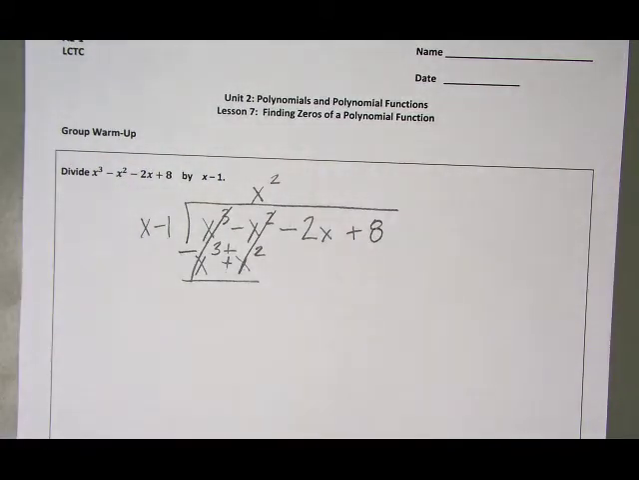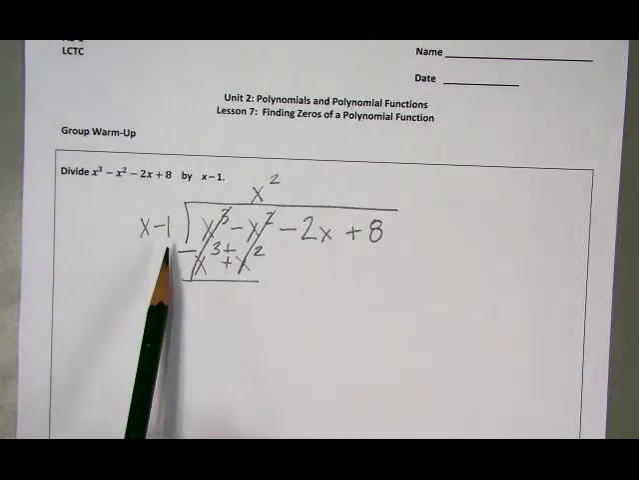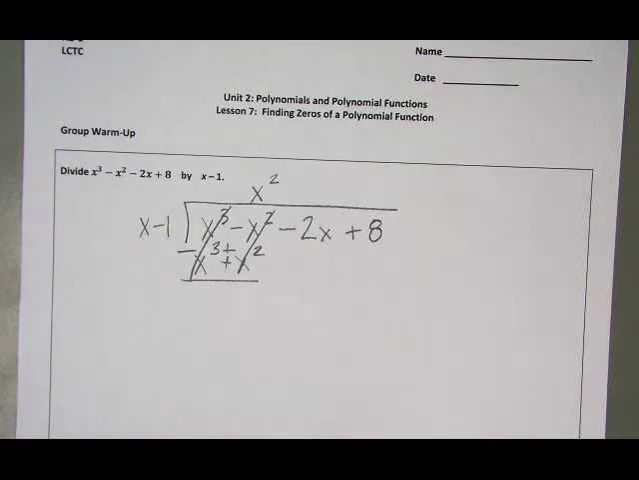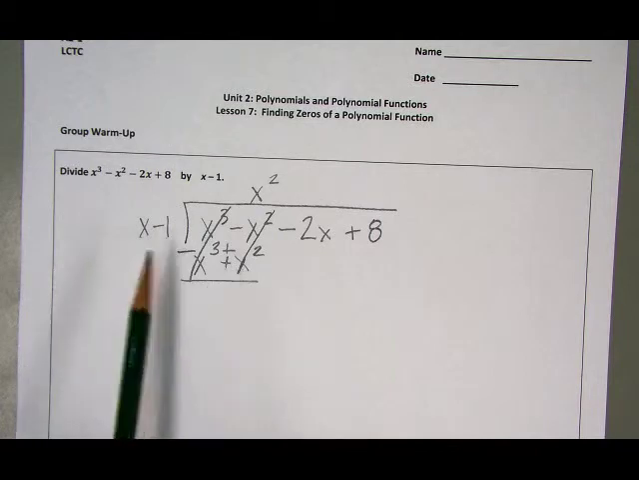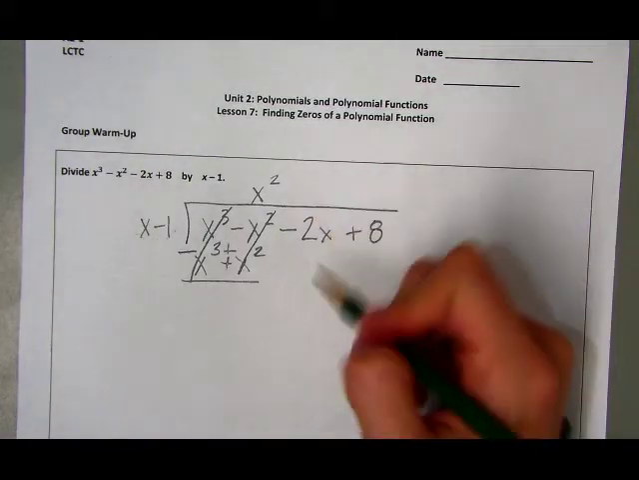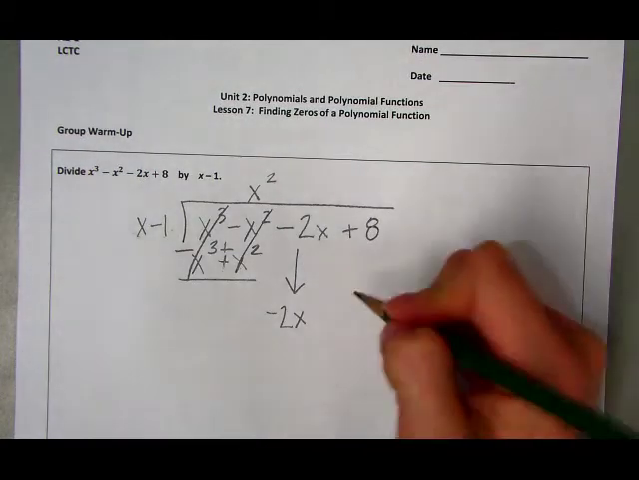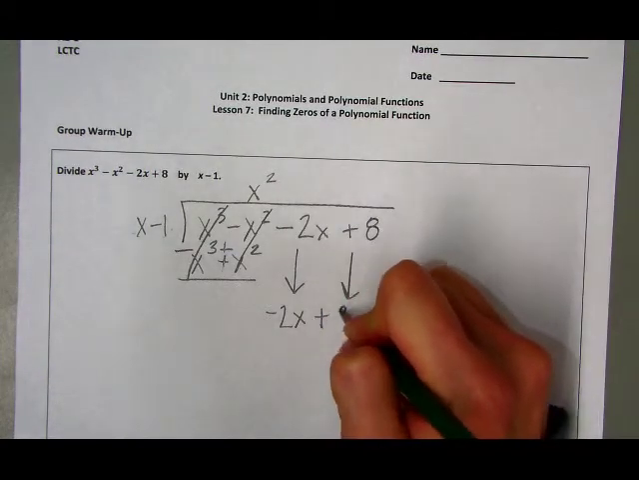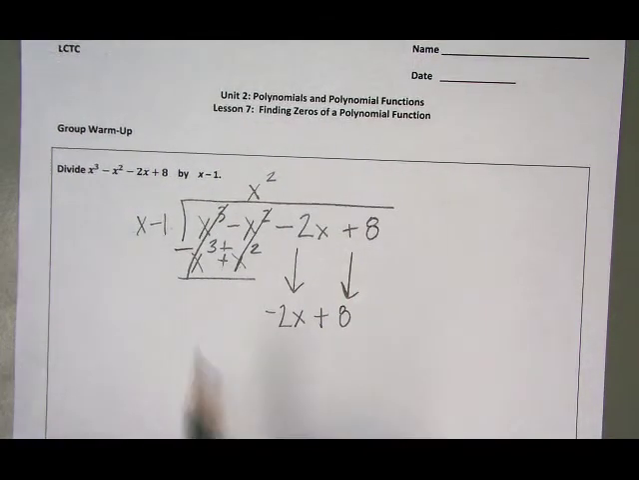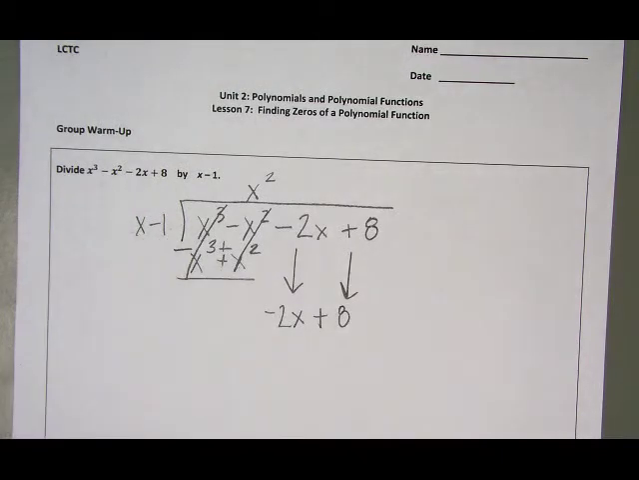So in this case, how do I continue on from here? Well, I have 2 terms on the outside that I use to divide my inside polynomial. So everything inside, I'm going to be looking at it with 2 terms. So I have to bring down not only my negative 2x, but I also have to bring down my plus 8. And that's because I have 2 terms on the outside.